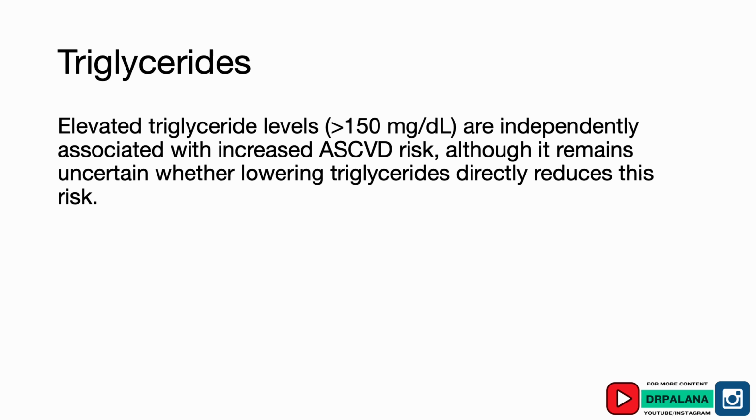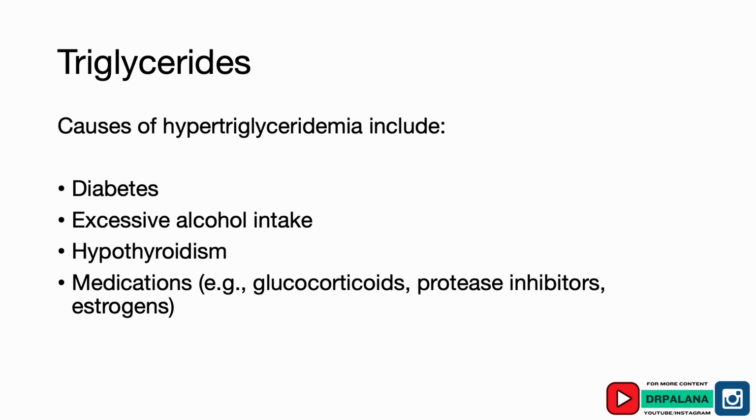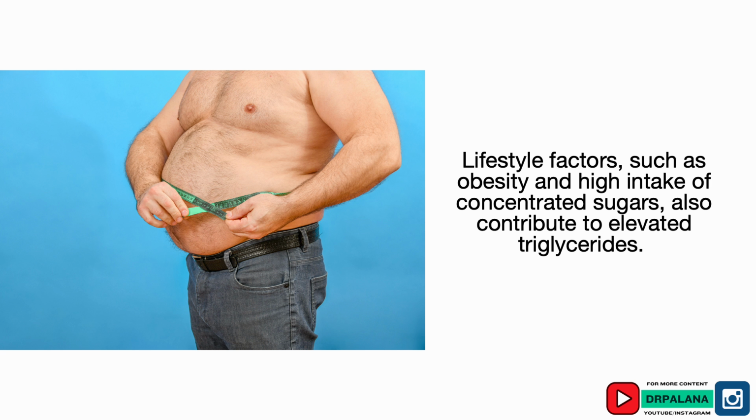Elevated triglyceride levels of at least 150 have been shown to independently be associated with an increased ASCVD risk, although it remains uncertain whether lowering triglycerides directly reduces this risk. Causes of hypertriglyceridemia include diabetes, excessive alcohol intake, hypothyroidism, and medications like steroids, protease inhibitors, and estrogens. Lifestyle factors such as obesity and a high intake of concentrated sugars also contribute to elevated triglycerides.